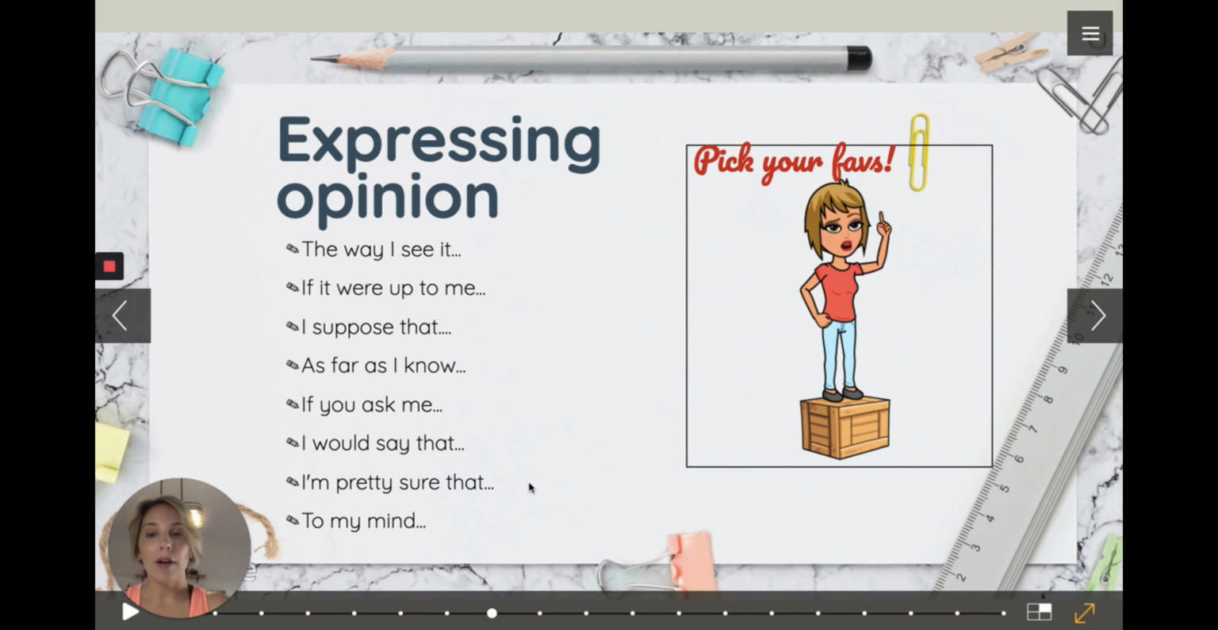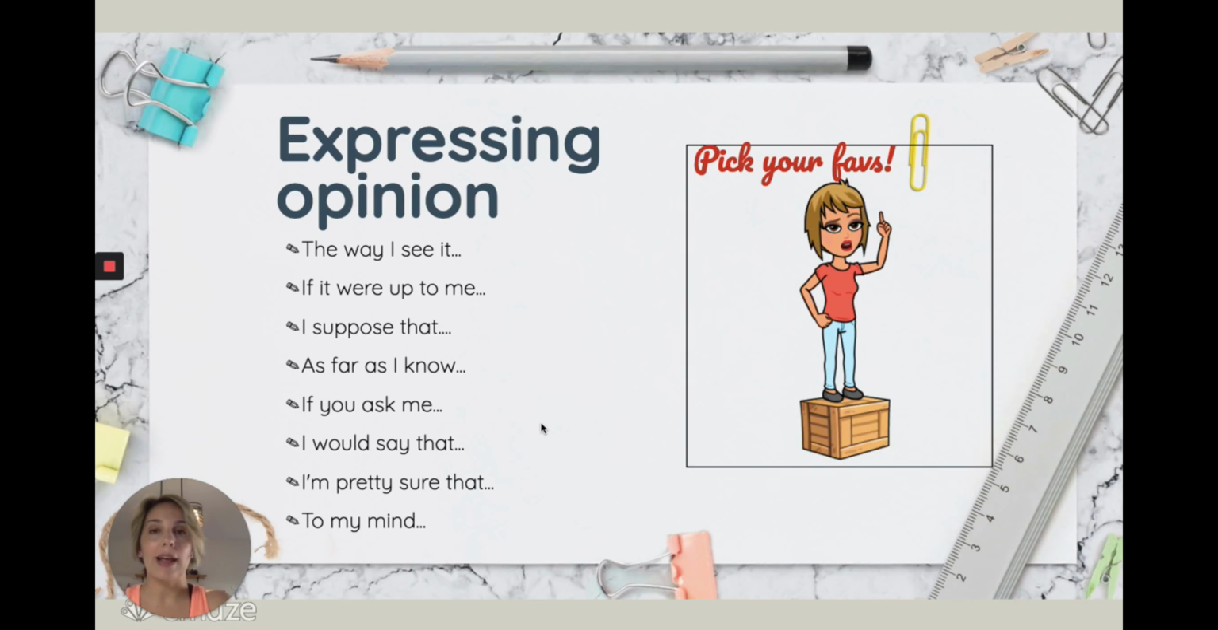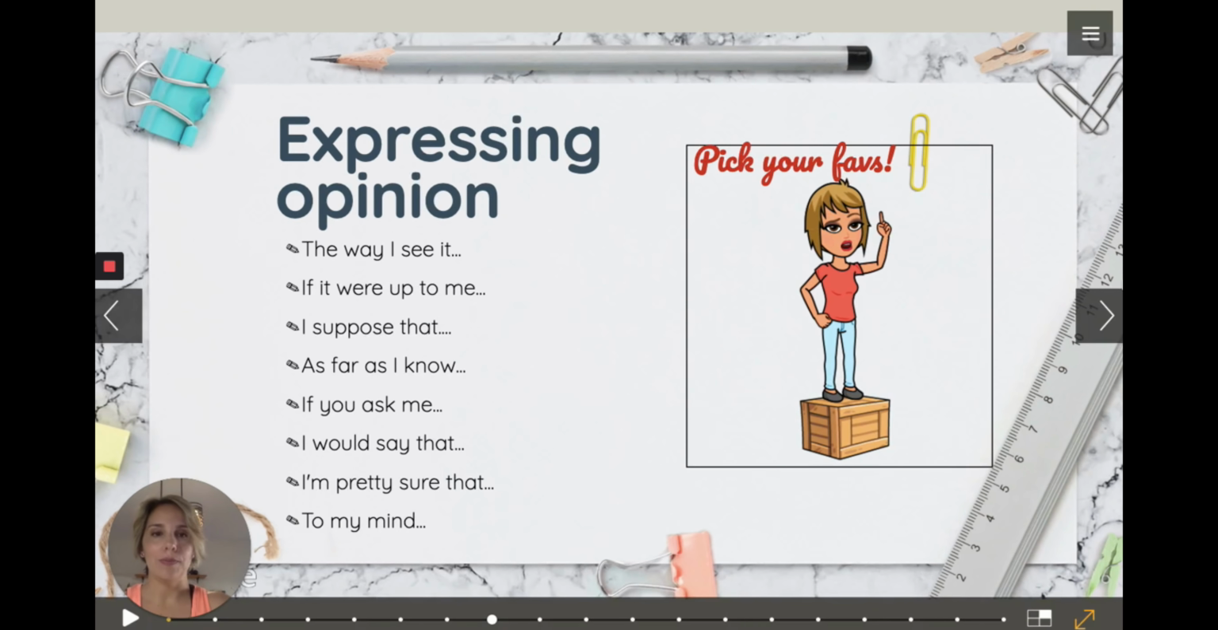Now, here are a few expressions that you can use, but as I always say, you don't have to memorize all of them, just simply pick your favorite ones, maybe 2 or 3 that you can always use when expressing your opinion. For example, the way I see it, if it were up to me, I suppose that, as far as I know, if you ask me, I would say that, I'm pretty sure that, to my mind, okay? So just simply pick 2 or 3 and just keep on using them a lot.